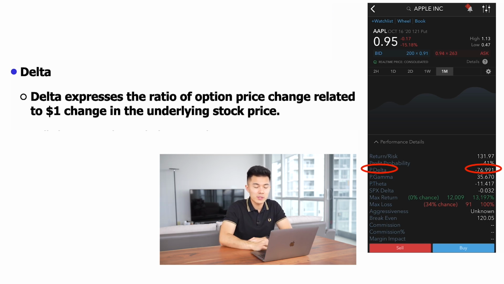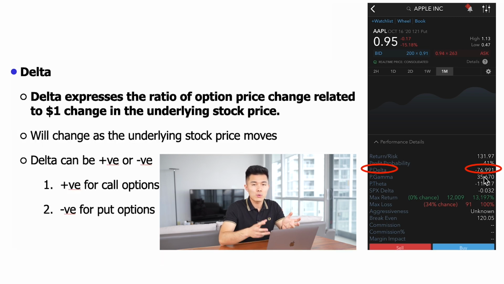And also let's look at my screen now. Delta can also be a positive or a negative value, right? In this case, you can see for Apple, October 16, 121 put option, just for example, the option price is 0.95. The delta value is negative 76.11. That means that if Apple stock price moves by $1, this option price will change by a negative value of 0.76. So there's a 100 times difference in that. And it's also worth noticing that because this is a put option, and for put options, delta is usually negative.